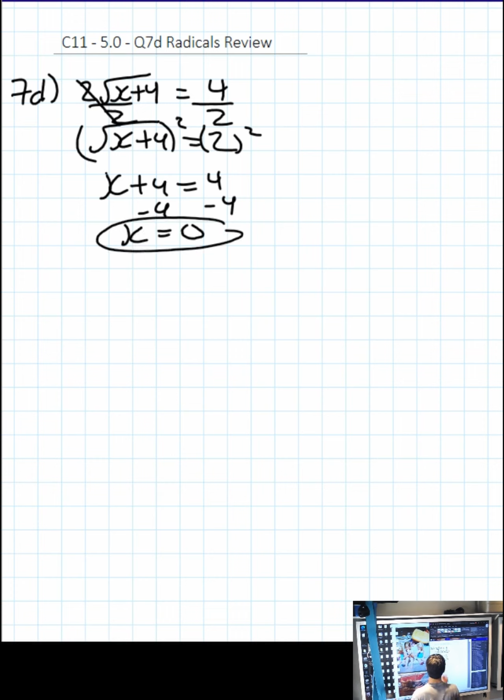We can then take our answer and put it back into the question before we did anything to it. 2 square root 0 plus 4 equals 4. Good. 0 plus 4 is 4. So we have square root 4, which is 2, times 2, which is equal to 4. Check mark. Awesome.